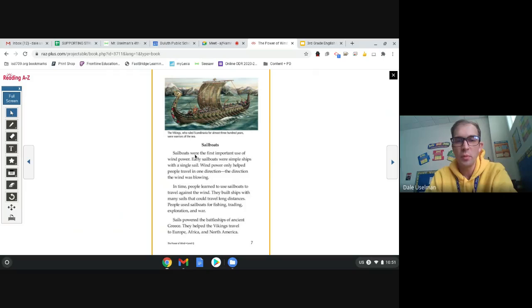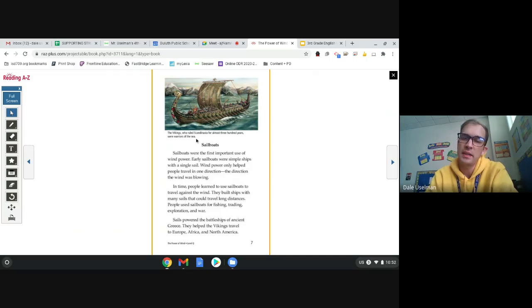Sailboats. Sailboats were the first important use of wind power. Early sailboats were simple ships with a single sail. Wind power only helped people travel in one direction, the direction the wind was blowing. In time, people learned to use sailboats to travel against the wind. They built ships with many sails that could travel long distances. People used sailboats for fishing, trading, exploration, and war. Sails powered the battleships of ancient Greece. They helped the Vikings travel to Europe, Africa, and North America. The Vikings, who ruled Scandinavia for almost 300 years, were warriors of the sea.